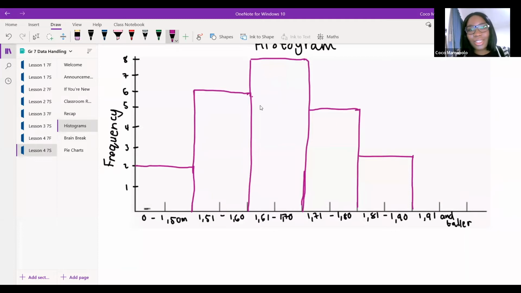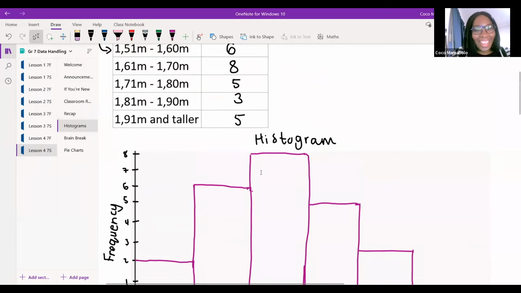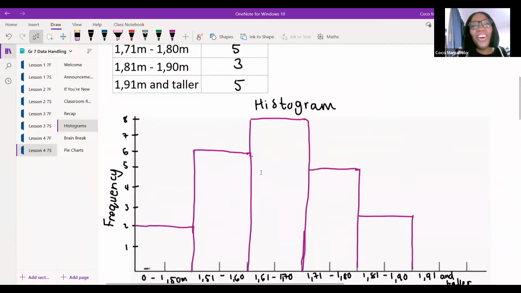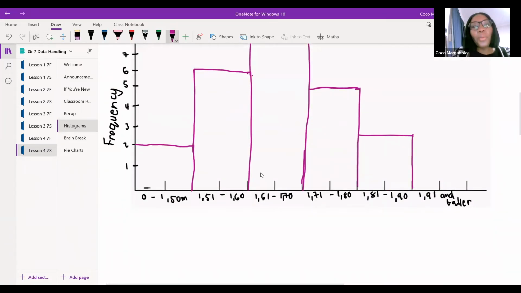Right? It actually does. And then here's the thing that's going to screw up all our data, the one that was supposed to be an outlier. 1.91 and taller is 5. Guys, it's so amazing. We actually thought that there'd be only one person who was taller than 1.91. So you guys have completely screwed up our idea of what data should normally look like, in terms of height distribution in your grade. But we're going to try and explain this.